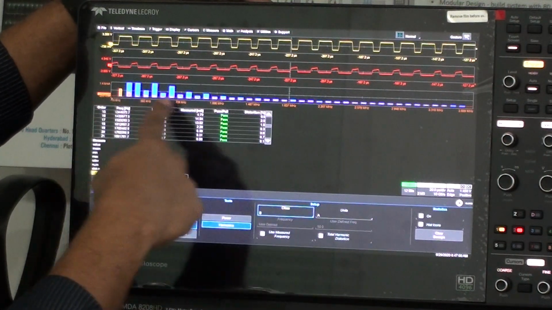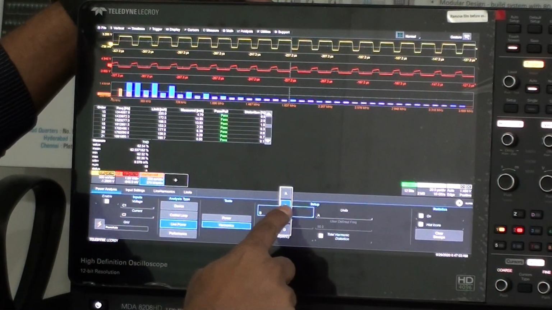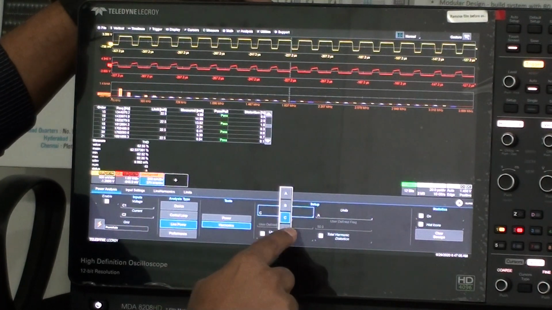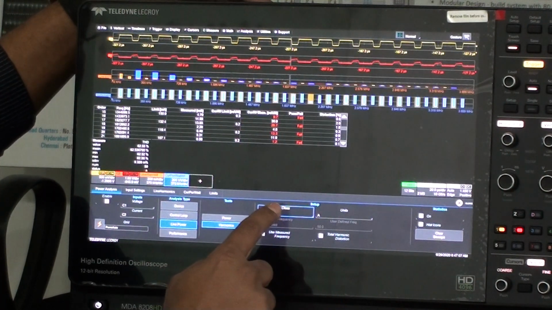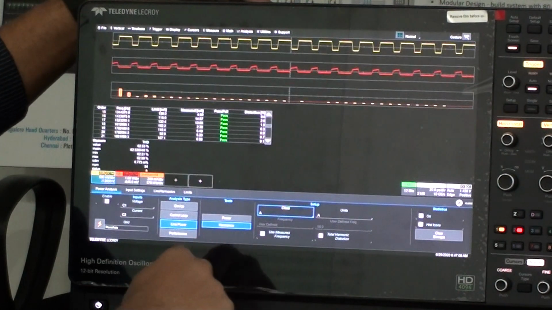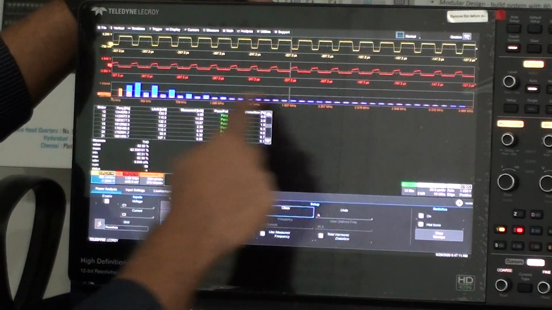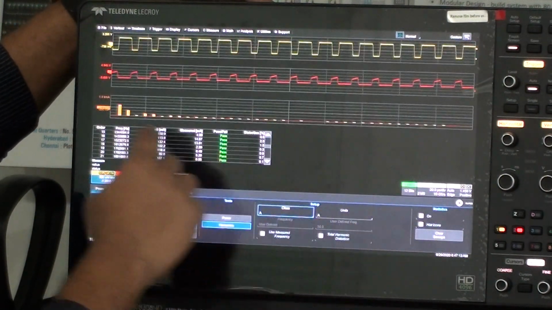So there's a class B. You can see harmonics level here, class C and class D. So depending on how you look at it, you can get it. So this is a harmonic graph as well. You can get a better harmonic graph here.